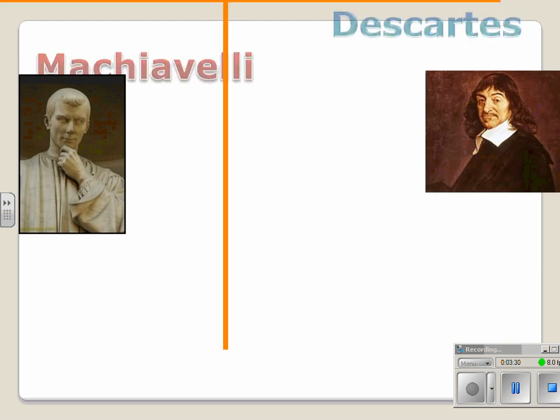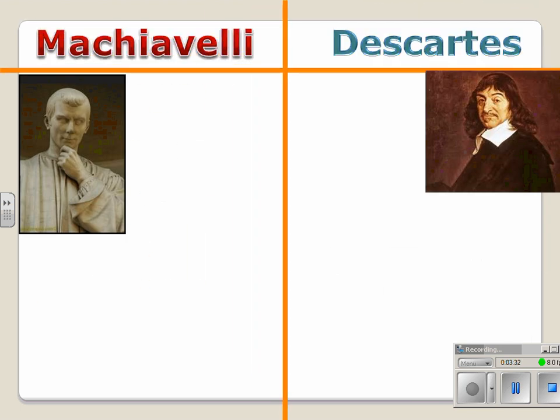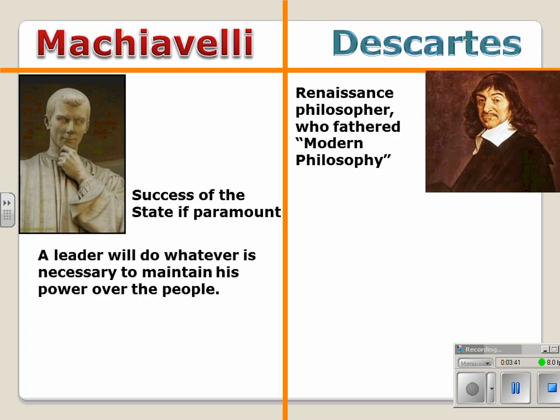So just a little background. We talked about these two political thinkers during the Renaissance. I just want to recap these ideas. So Niccolo Machiavelli, we said that success of the state is paramount, meaning it's important, and that a leader will do whatever is necessary to maintain the power over his people. So Machiavelli is going to argue for a strong leader, but not necessarily someone that's going to be hated.